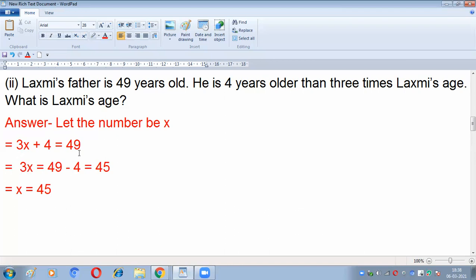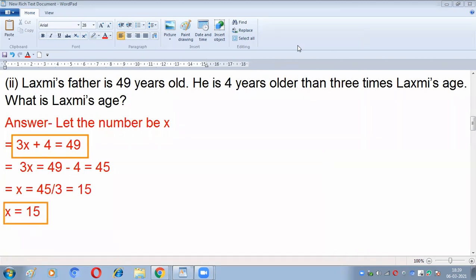So when this 3 will move to right hand side, it will have the sign of division. That means we'll write 45 upon 3. Okay. So can this 45 and 3 be cancelled out? Yes. Both can be cancelled out 15 times. How? 15 multiplied by 3 is equals to 45. Got my point? So here x is equals to 15. Okay. So here the equation for this question will be 3x plus 4 is equals to 49, and the value for x is 15 years old.